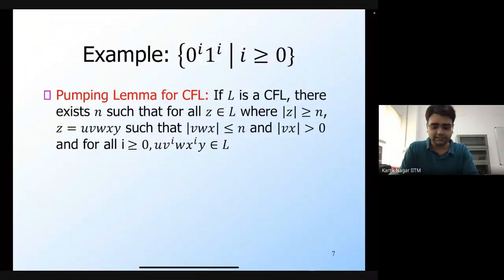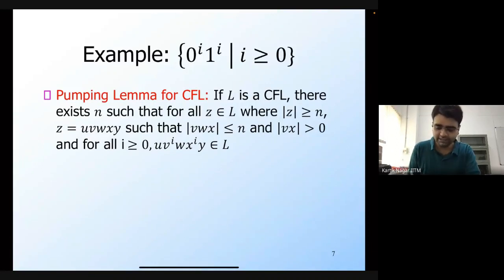So again, let's revise the statement of the pumping lemma for CFLs. It says that if a language L is a CFL, then there exists some n such that if you take every string z whose length is greater than or equal to n, then z can be broken down into some u, v, w, x, and y, obeying the constraints that the length of vwx is less than or equal to n, the length of vx is greater than 0, and v and x can be pumped in tandem as many times as I want. So if you want to show that this language obeys the pumping lemma, then we have to find an n such that the statement of the pumping lemma holds.